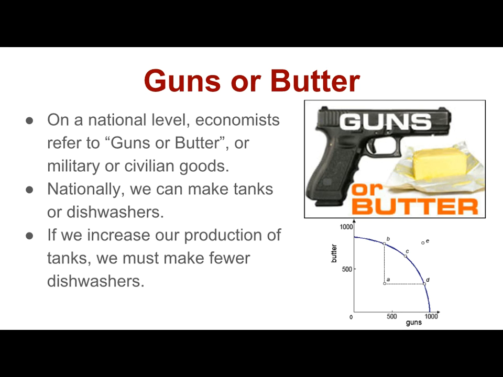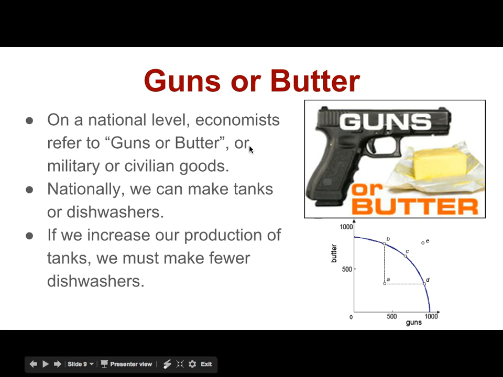So what is our economy going to make? Military goods or civilian goods? Goods that will be used in times of war, or goods that will be made to make the life of the average citizen better. Nationally, this basically means we can make tanks or dishwashers. If we have one factory, it can only build one of these two things, tanks or dishwashers. So which one are we going to make? Because every time we increase our production of tanks, we have to make fewer dishwashers.